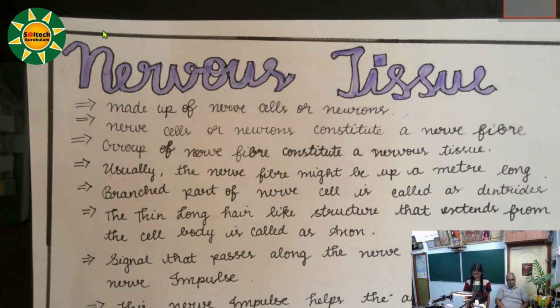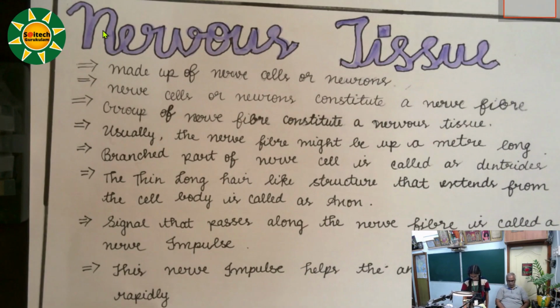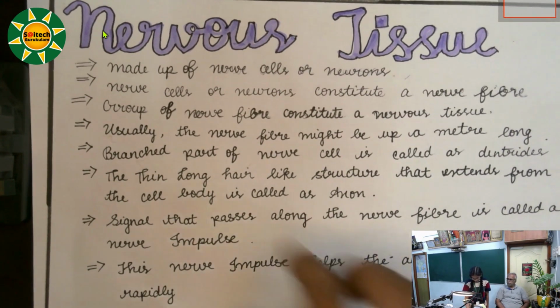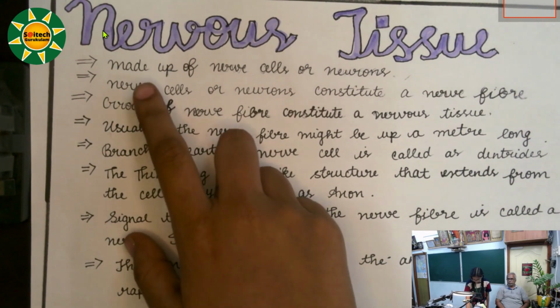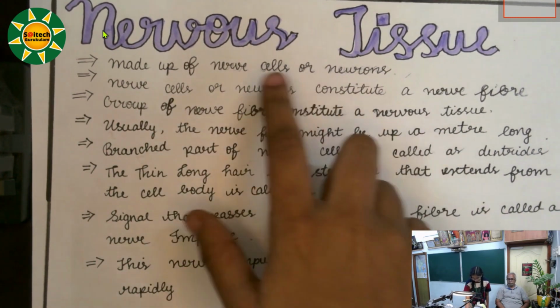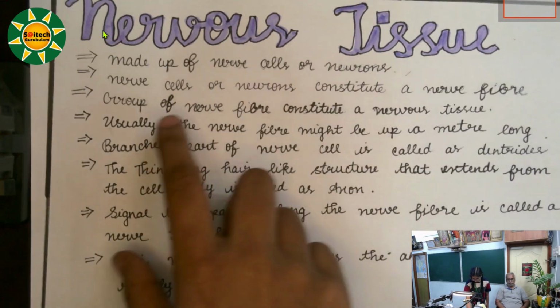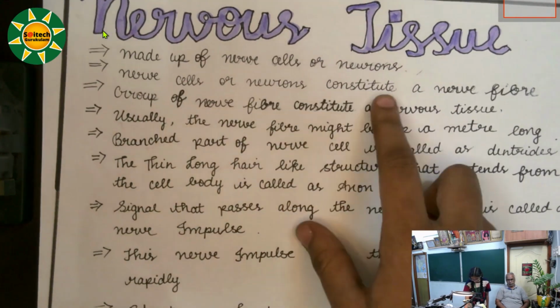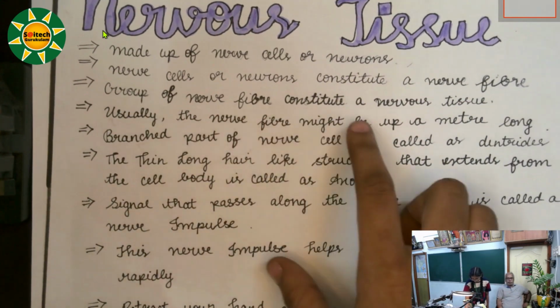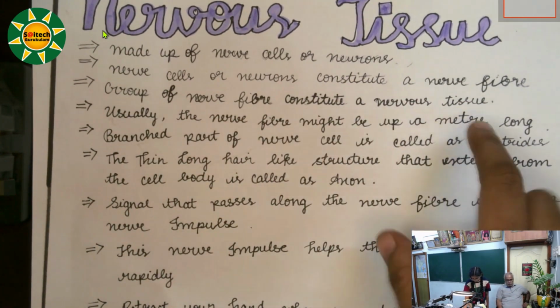Now let's discuss nervous tissue. We know that a cluster of cells makes a tissue. In the same way, nervous tissue is made up of nerve cells or neurons. Usually nerve cells are branched. Nerve cells or neurons constitute a nerve fiber. A group of nerve fibers constitutes a nervous tissue.